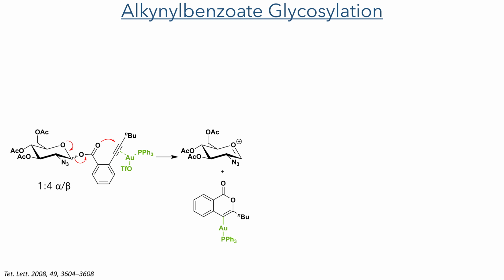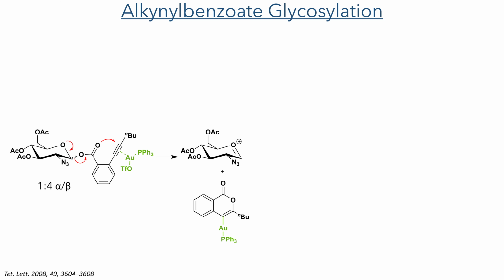The next reaction was another glycosylation, this time using an alkynylbenzoate donor derived from glucose, which has an azide at the 2 position and acetate groups at the 3, 4, and 6 positions. The activator in this reaction was triphenylphosphine gold triflate, which is a gold(I) salt with a high affinity for alkynes. This binds in a pi fashion to the alkyne and makes it more electrophilic.